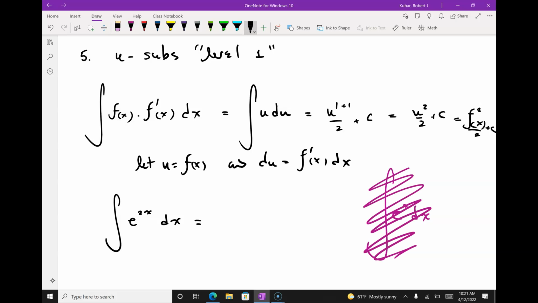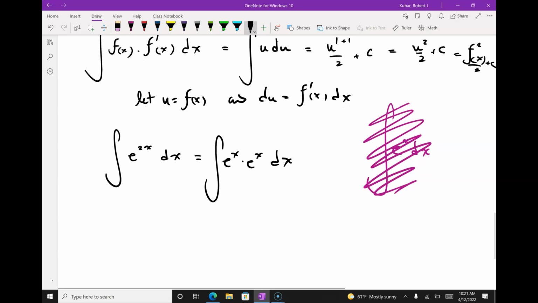Anyway, this is e to the x times e to the x. Do you agree? Agreed? When I'm multiplying like bases, what do I do to my exponents? Add them, right? So x plus x is 2x. Do you see a function and its derivative? So u is going to be e to the x. What's du? Everything else.